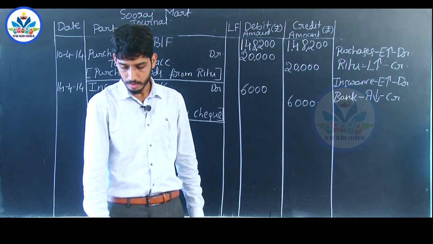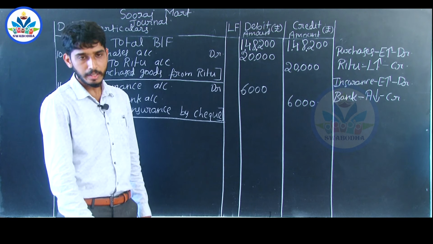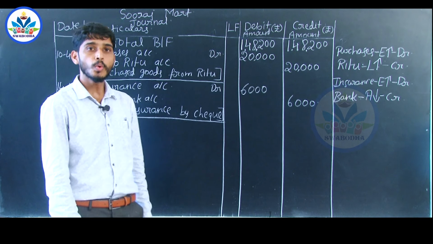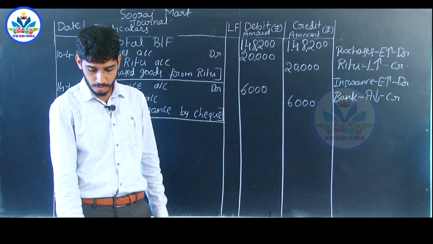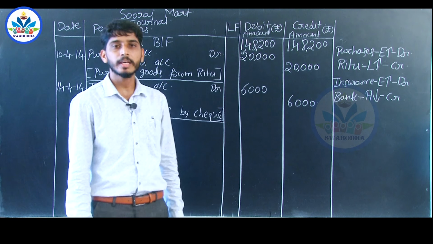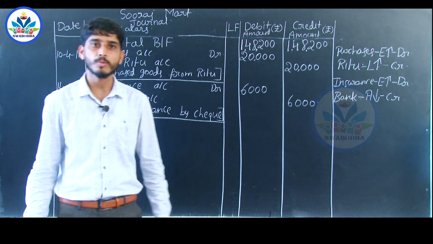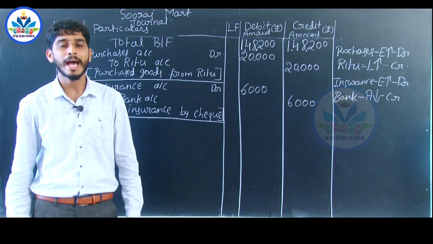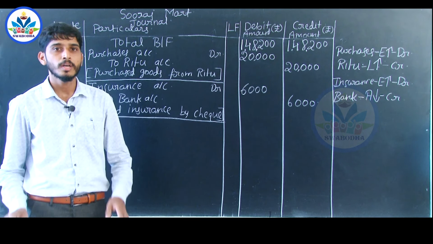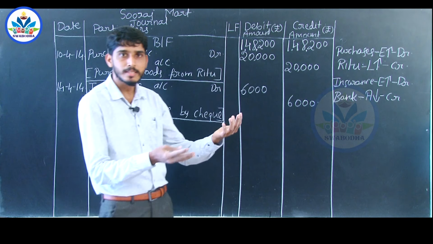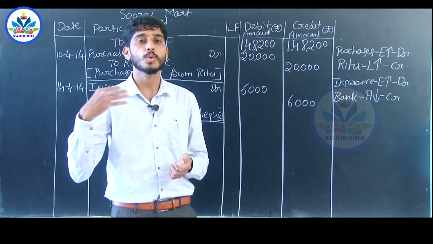Next, 24/2014, goods costing rupees 1,500 given as charity. That means 1,500 worth of goods are given away by the business in the form of charity as a social concern.